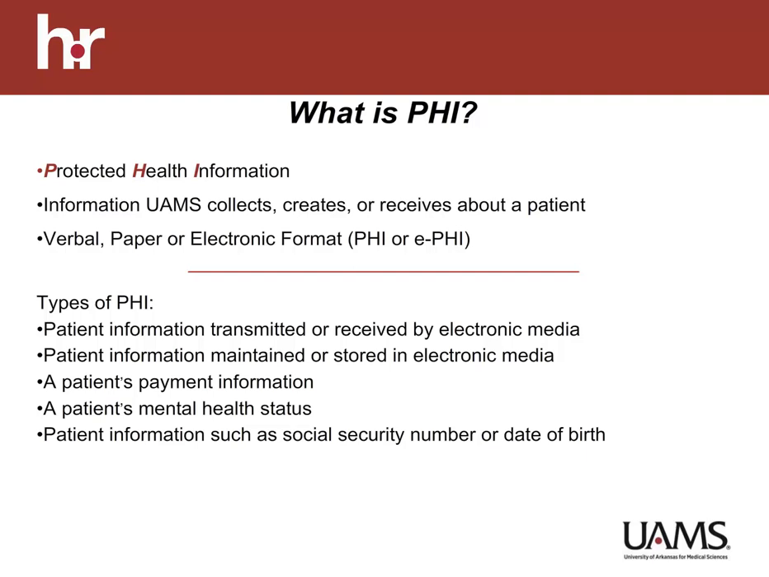Types of PHI include patient information that is transmitted or received by electronic media, such as an email containing a patient's diagnosis. Patient information maintained or stored in an electronic media, such as a database that lists patients' procedure dates. A patient's payment information, such as amounts paid for services the patient received. A patient's mental health status. And a patient's information such as their social security number or their date of birth.